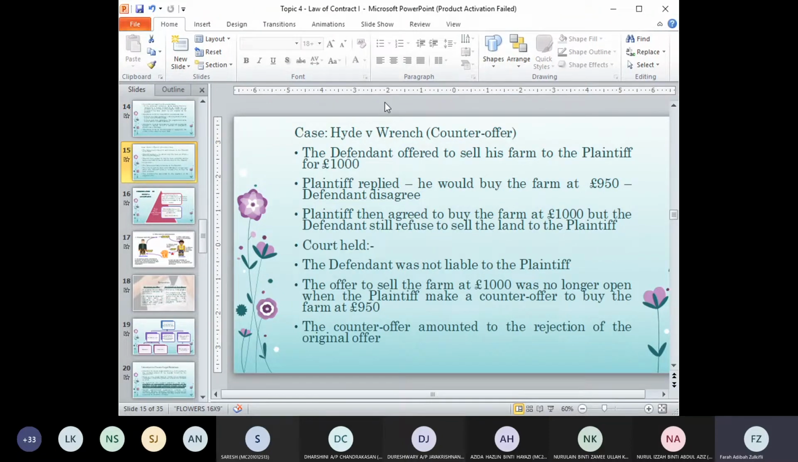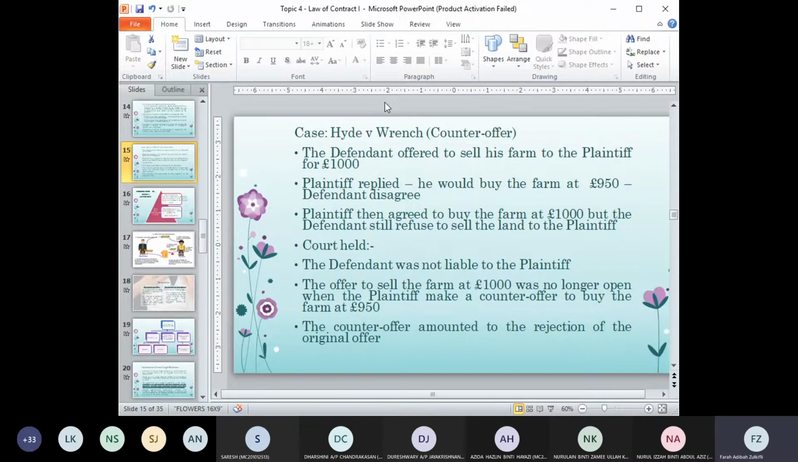Okay, so in this case of Hyde and Wrench, the defendant is offering to sell a farm to the plaintiff. The plaintiff replies, I want to buy the farm, but I want to buy it at 950 pounds sterling. The defendant disagrees. After that, the plaintiff said, never mind, it's okay. So I want to buy the farm at 1,000 pounds. But at that time, the defendant said, no, now I don't want to sell you the farm anymore.